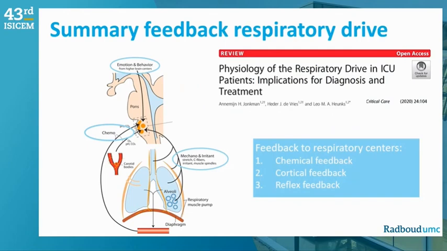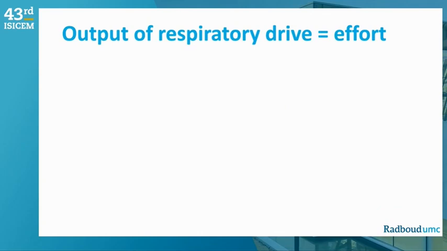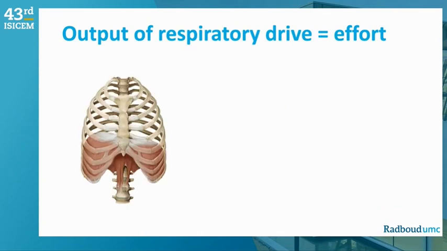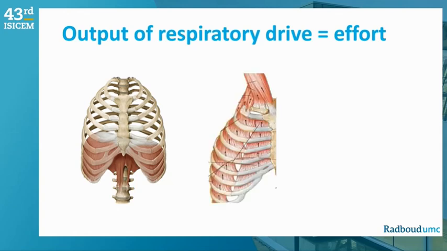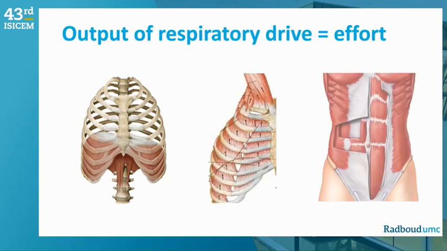So to summarize, activity of the respiratory centers, respiratory drive, is determined by at least, and this is a simplification, but at least three feedback mechanisms: chemical feedback, cortical feedback, reflex feedback. Respiratory drive should result in respiratory effort, which is really different. That's also explained by the previous speakers. And respiratory effort is determined by activity of the respiratory pump.